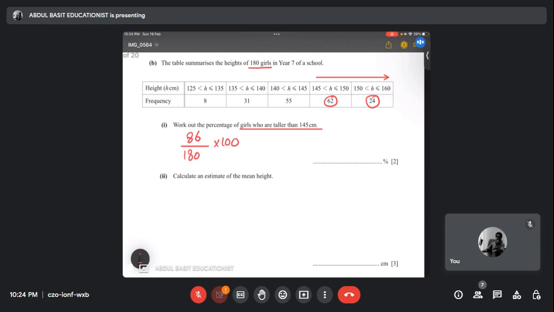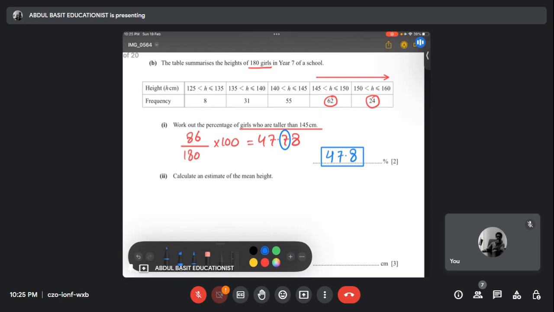Do it once again. Well, 62 plus 24 is 86 divided by 180, yeah it's 47.778. We have to give the answer to three significant figures, so this is my third significant figure. So 47.8% is my final answer. Is this clear everybody?